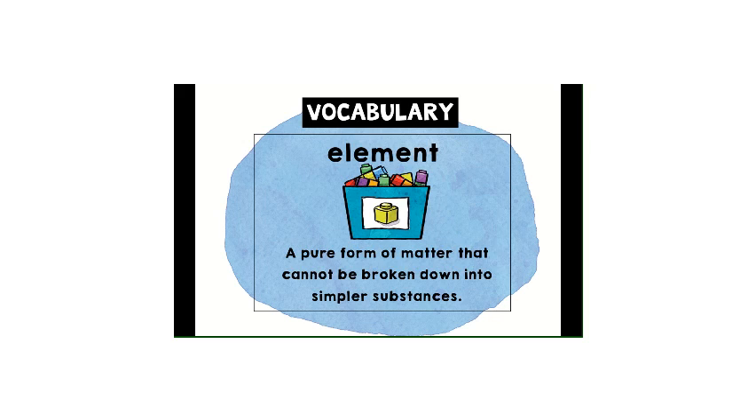So before we get going though, vocabulary: an element is basically the purest form of matter. It can't be broken down into any simpler substance. If you break it down any simpler than this, you would not have an element, you'd have subatomic particles, which we'll talk about a little more today.